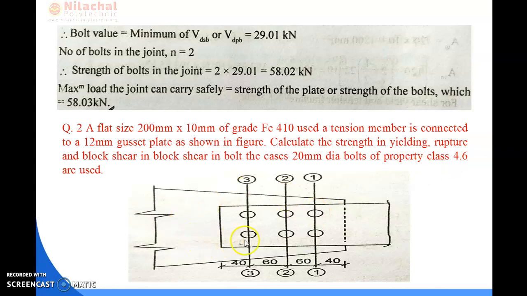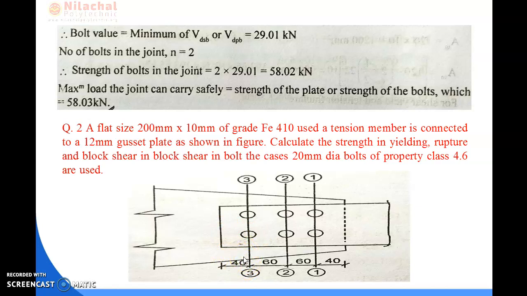So here is your diagram. This is your flat member or plate member and this is your gusset plate. The size of the plate is 200 mm into 10 mm and the thickness of the gusset is 12 mm. The plate is connected to the gusset by 6 bolts of dia 20 mm, and the pitch distance is given as 60 mm and the edge distance is given as 40 mm.